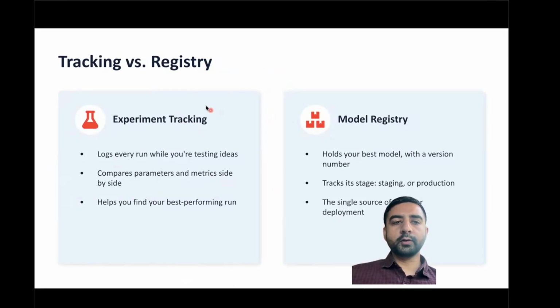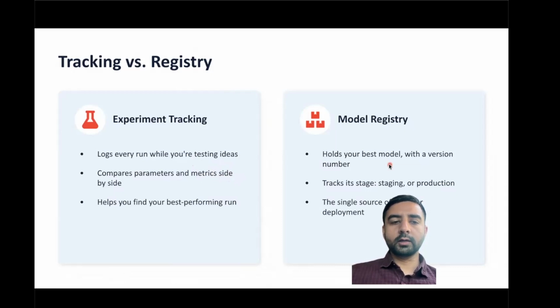MLflow gives you two different tools, and it helps you know when to use which. The first one is experiment tracking. It logs every run while you are testing different ideas. Nothing gets lost, even the runs that don't work out. It lets you compare the parameters and metrics side by side so you can see exactly what changed between attempts, and helps you find your best performing run without digging through scattered notebooks or spreadsheets.